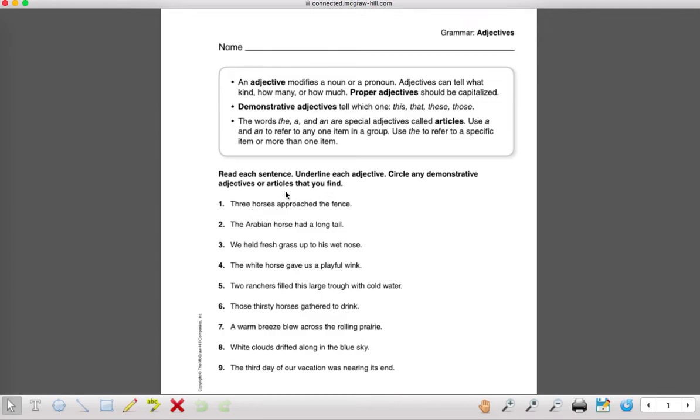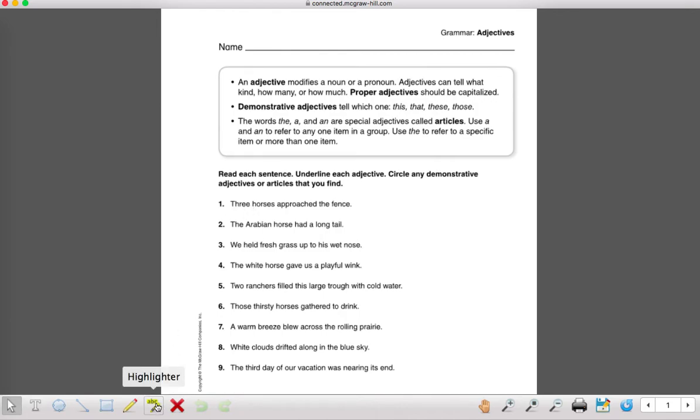It says underline each adjective. So, 3 horses approached the fence. I see 2 nouns. I see horses, because that's a thing. Fence is another noun, also a thing. Remember, a noun is a person, place, thing, or idea. And then the words before those would be the adjectives. To find the adjective that describes horses, you could ask yourself, what kind of horses, or how many, or how much? Does it tell you? And you see that, yes, it tells you how many horses. So 3 horses.